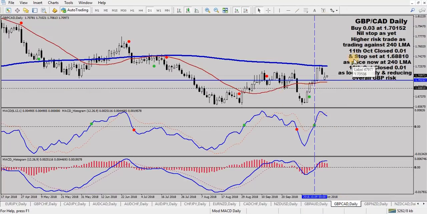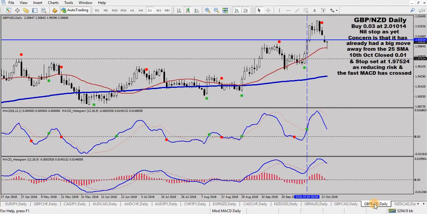Pound CAD, same deal, already closed out in a buy, head up, went up to 240 LMA. That would have been a reason for me to close out 1/3 of that trade. Dropped down today, it was looking weak yesterday. Another third close, stop up here. It's below the 25 SMA. If it takes off, I'll be on it still with 1/3 of a trade still.